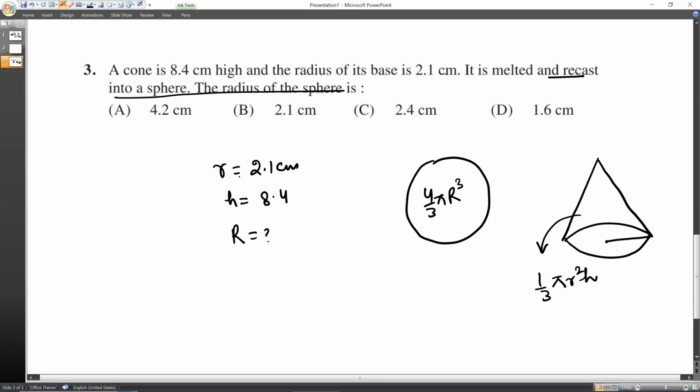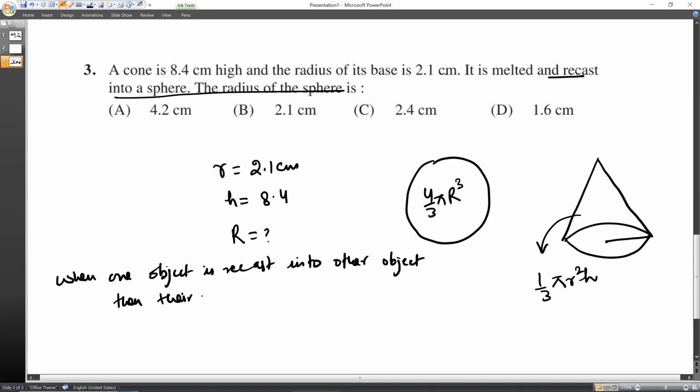So here we have the radius. Whenever, note it down: when one object is recast into another object, then their volume remains same. Then their volume remains same. Okay, or equal.